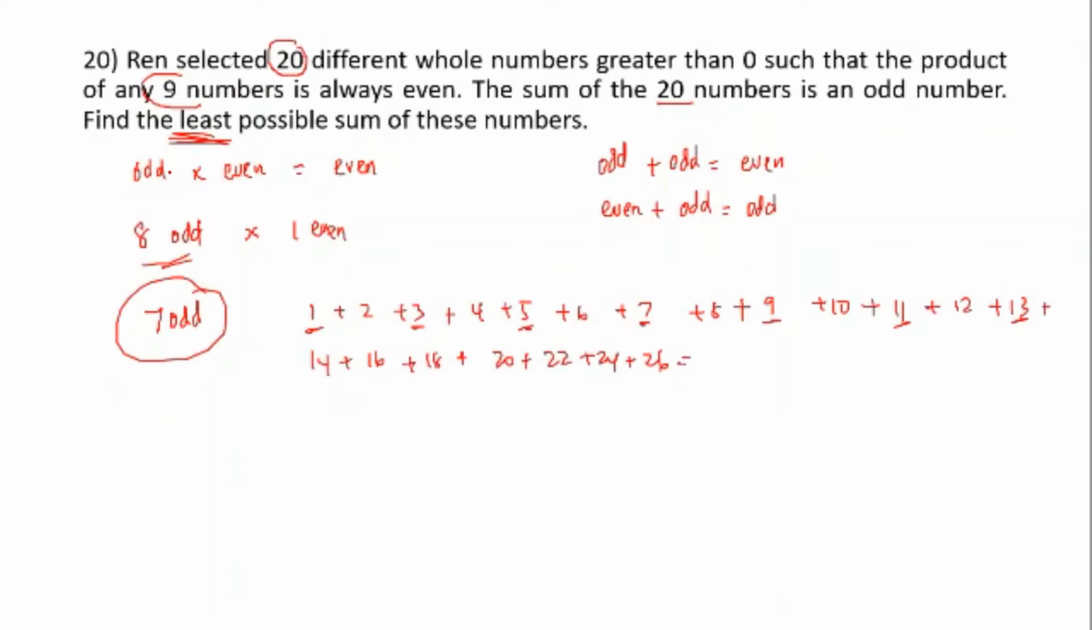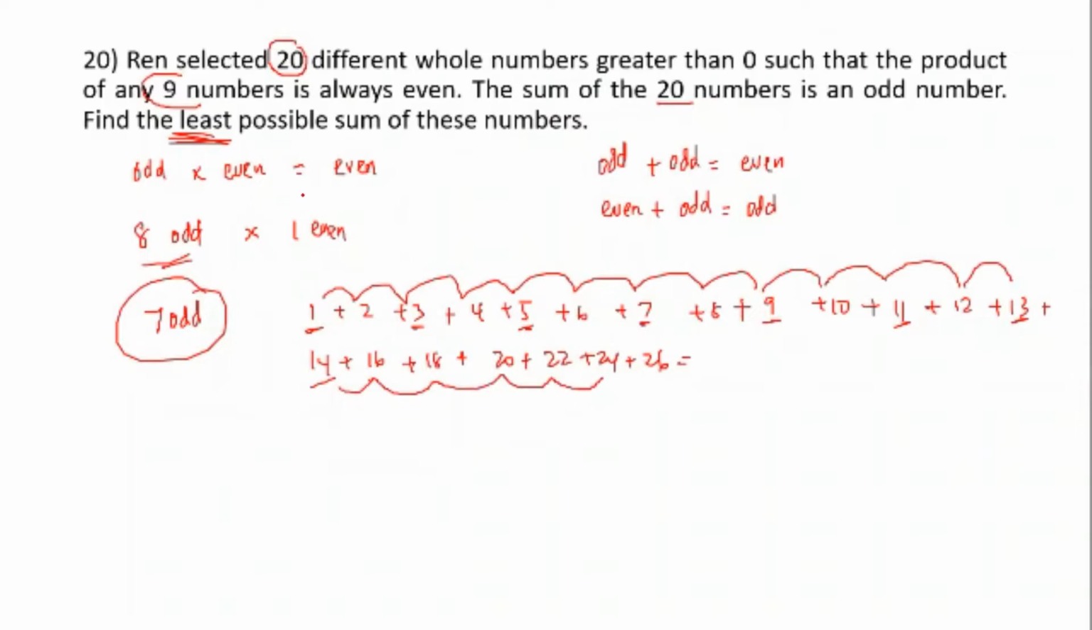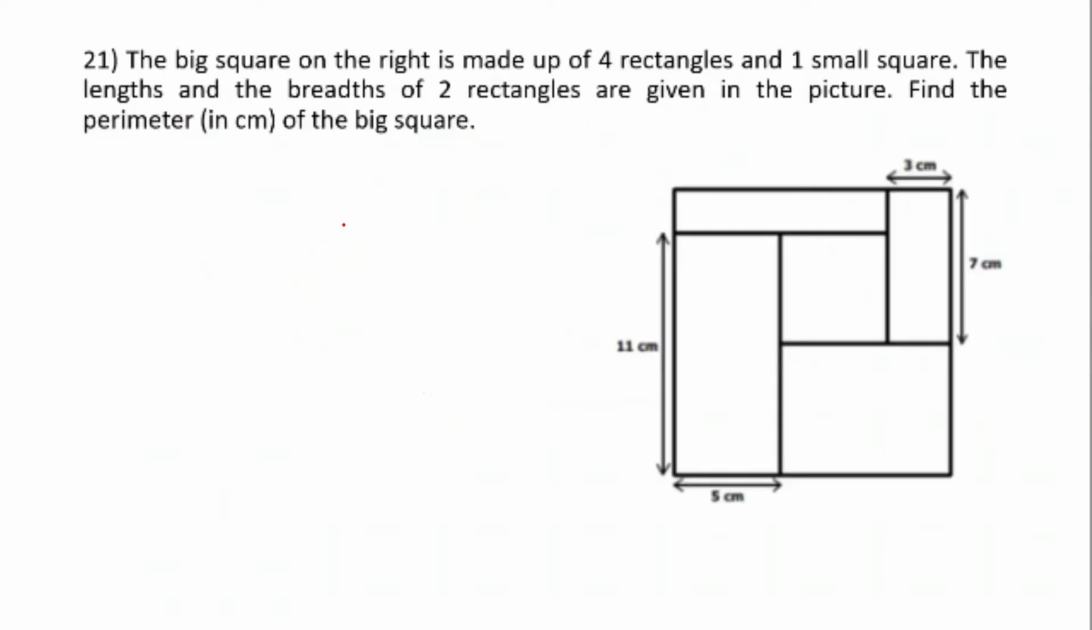Okay, so let's add all of them up. So 3, 6, 10, 15, 21, 28, 36, 45, 55, 66, 78, 91, and then 105, 121, 139, 159, 181, 205, and 231. All right.